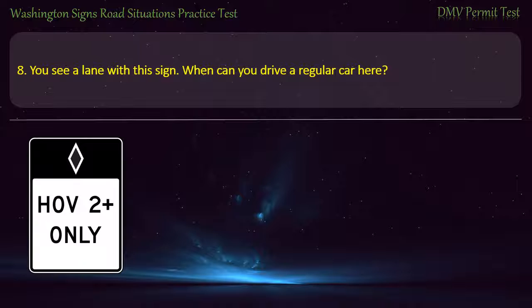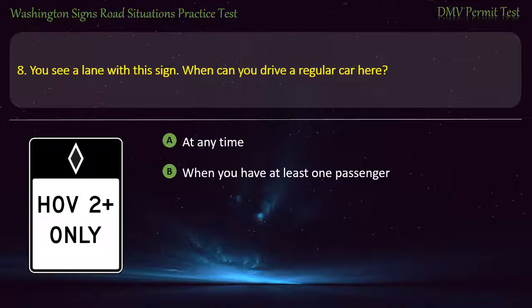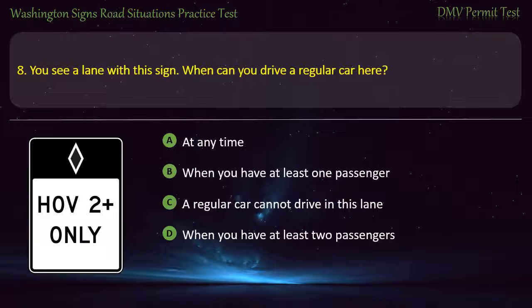Question 8. You see a lane with this sign. When can you drive a regular car here? At any time. When you have at least one passenger. A regular car cannot drive in this lane. When you have at least two passengers. Answer. When you have at least one passenger.